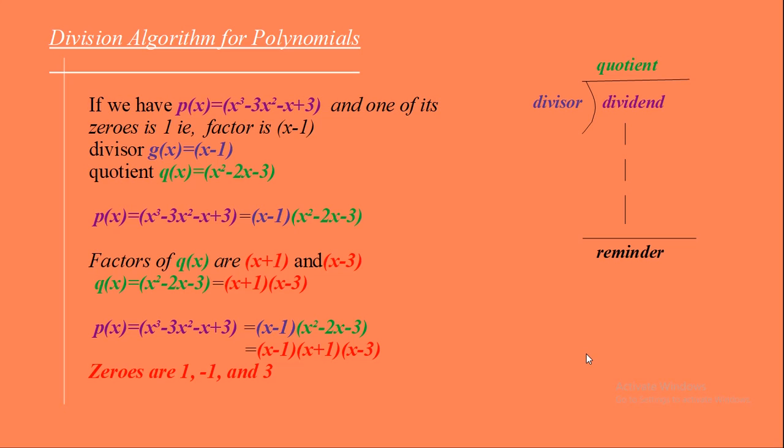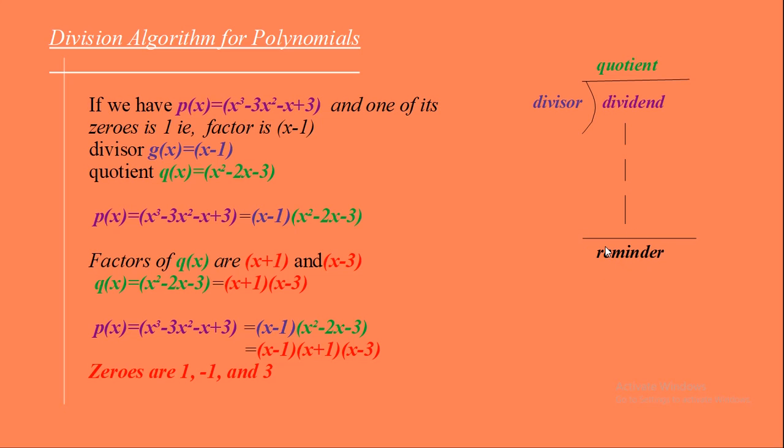In this video we can discuss the division algorithm for polynomials. First we can see how a division works. A division will have a dividend, a divisor, a quotient and a remainder. When dividing this dividend by this divisor, we will get a quotient and there will be a remainder.